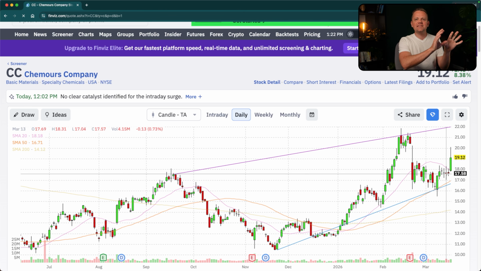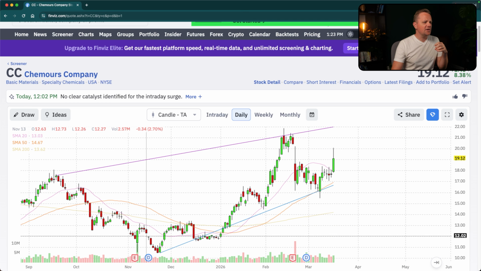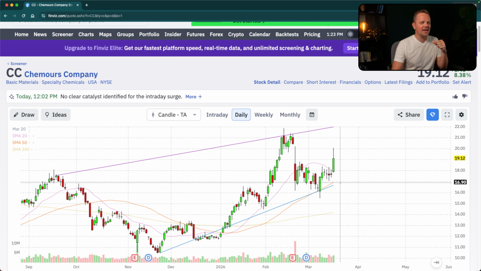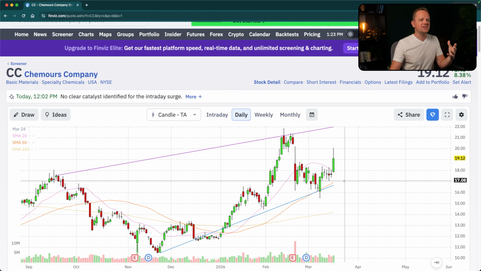Now, when you find a setup like this, here's really the framework. You want to identify your entry point just above that breakout level. So as you can see here, when it originally broke this trend, this blue line started, and you can find that resistance level. So if we continue to follow that as the level that it broke out and will stay above, you want to set your entry point, your limit order just above that. So for this one, it could be, let's say around $17 would be your entry point.